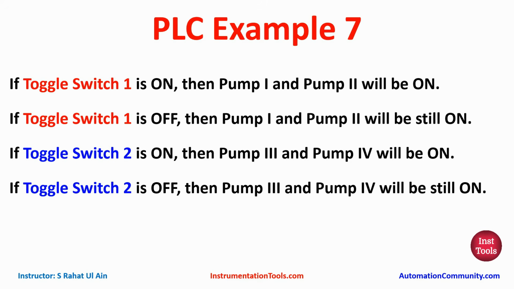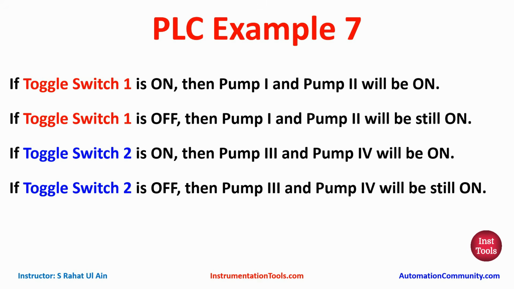Example 7. If toggle switch 1 is on, then pump 1 and pump 2 will be on. If toggle switch 1 is off, then pump 1 and pump 2 will be still on. If toggle switch 2 is on, then pump 3 and pump 4 will be on. If toggle switch 2 is off, then pump 3 and pump 4 will be still on. So for this example, we will be using normally open contacts and set coils.